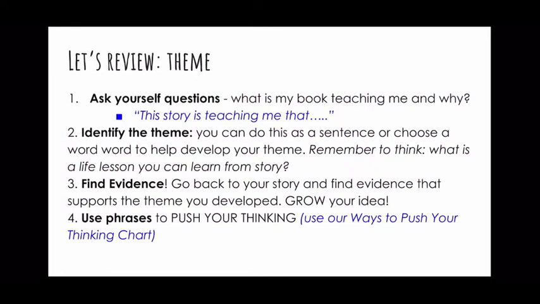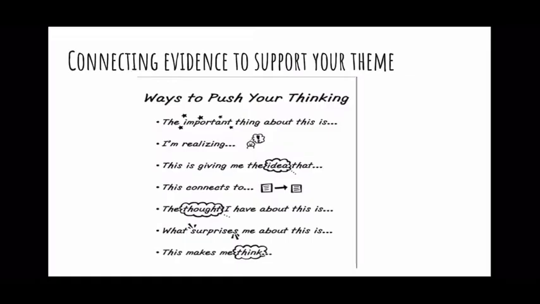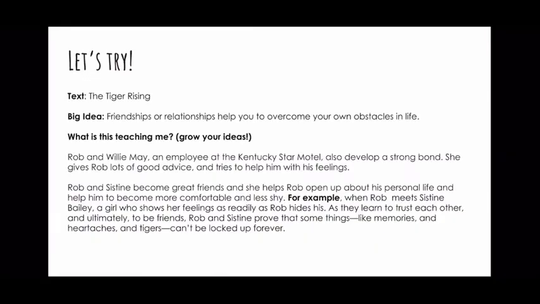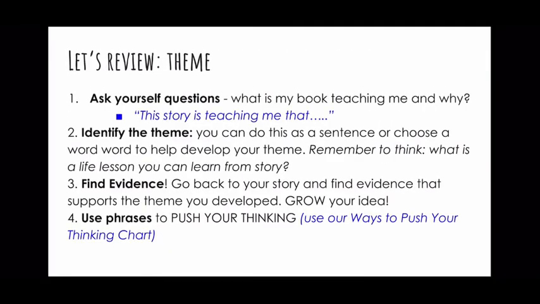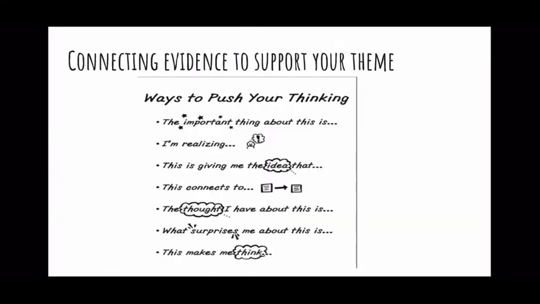So the first thing I did was ask myself questions. What is my book teaching me and why? So this story is teaching me that friendships or relationships help you overcome your own obstacles in life. And that became my theme. So my next step was identifying my theme. I started to think about a word to develop the theme, and I started to think, what is a life lesson you can learn from this story? Then I went back and I started to find my evidence. And I started to grow my idea by using my phrases from my chart.